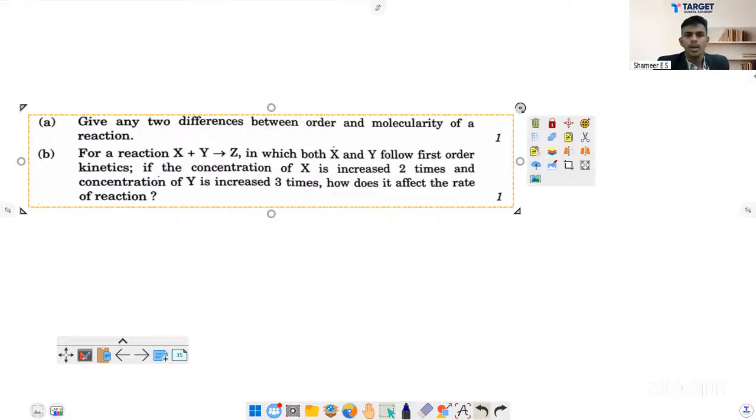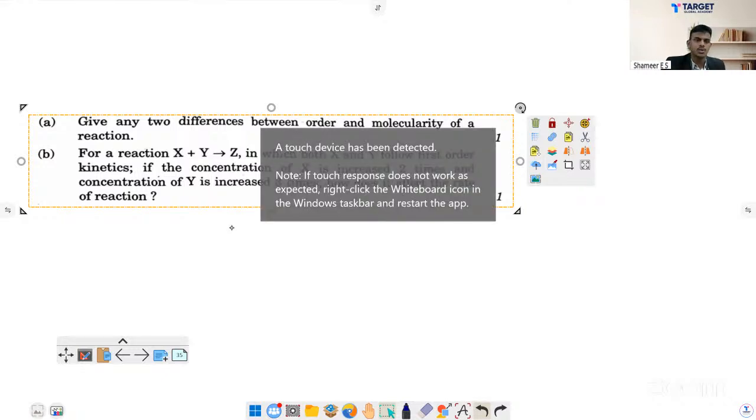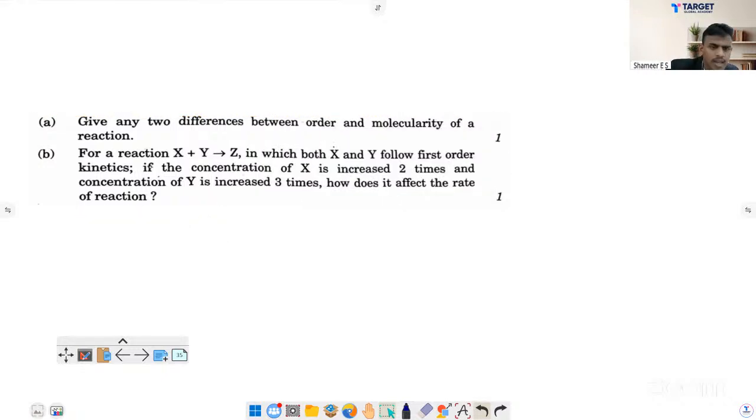Order is an experimental quantity, and molecularity is a theoretical quantity. Molecularity is the number of reacting species. Those are two differences.